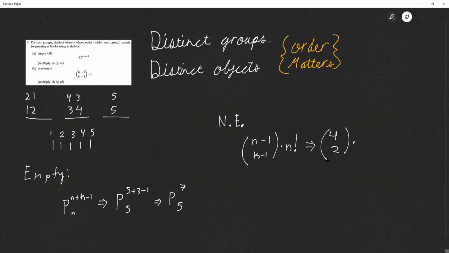But because the order matters, which is different than our first example, if you notice that n minus 1 and k minus 1 is the same thing as a distinct group with identical objects, the only difference now is because they're distinguishable objects, we have to permute all the different ways that they can be ordered along with the ways that they can be ordered in the group. That's why we multiply it by n factorial, which gives us the final 5 factorial.